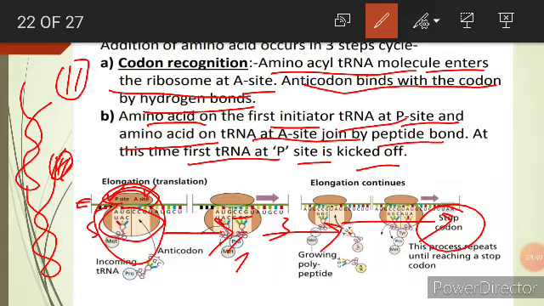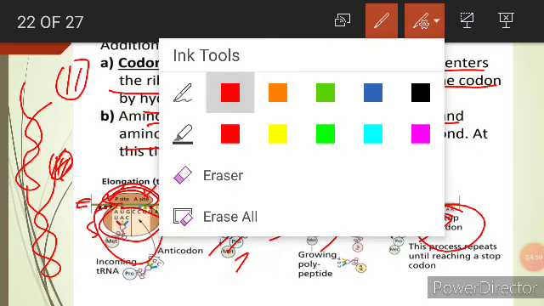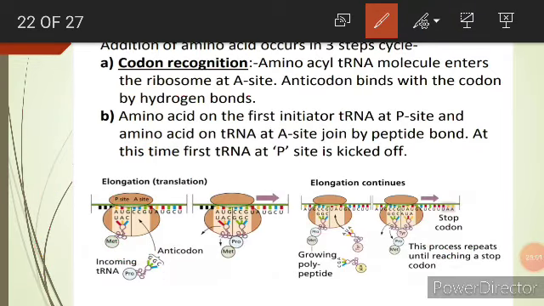Because of this translocation, there is a continuous shifting of the ribosome from the 5' end to the 3' end. Here this is the 5' end, this is the 3' end, and this is the stop codon. Then what will happen here with respect to one codon? What is going to happen now?